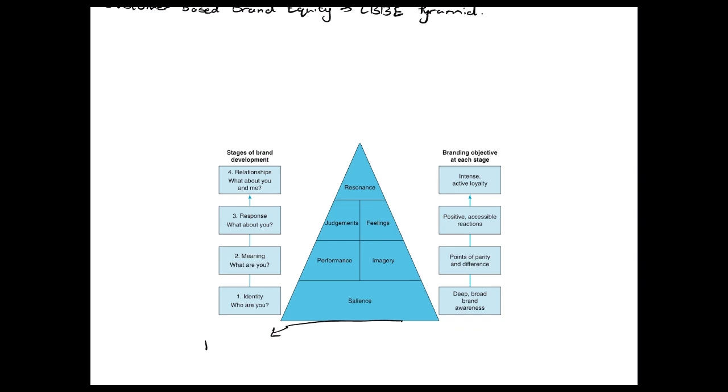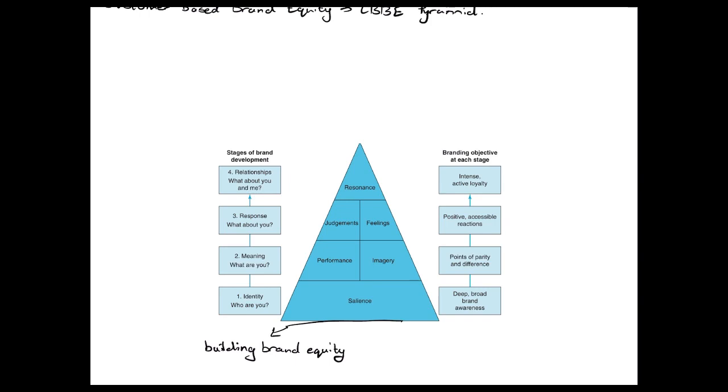So we are building brand equity. And as we can see over here, the branding objective of each stage is deep, broad brand awareness. So basically, we try to identify ourselves and our business. So we are eventually building our brand equity. So creating a brand meaning involves establishing a brand image and what the brand is characterized by, and what it should stand for in the minds of consumers.